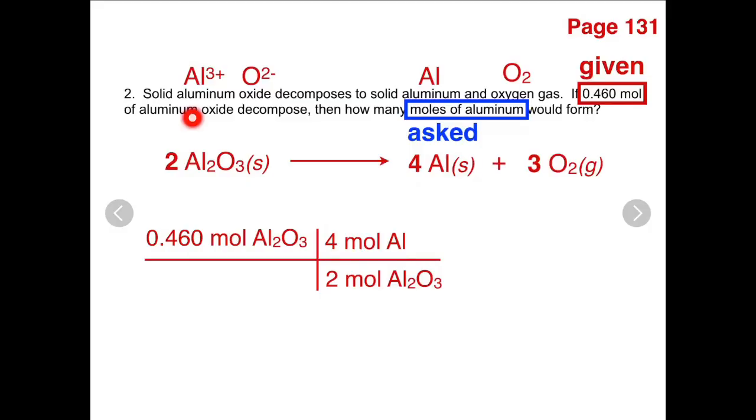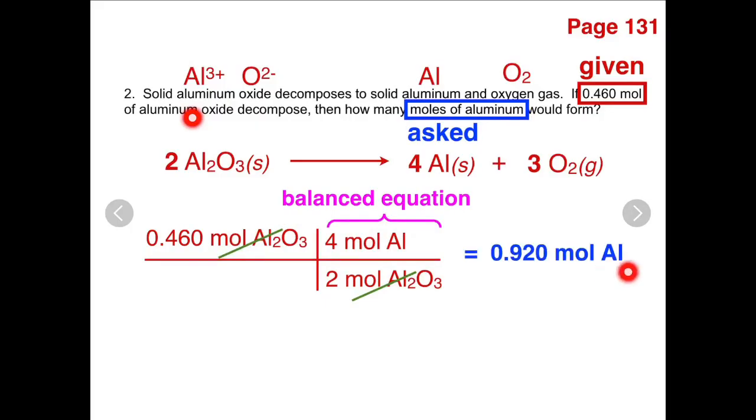So that would be the ratio, because in this reaction, every 2 mole of aluminum oxide would decompose into 4 mole of aluminum. That's what it means. So if you cancel the unit, you will see that mole will cancel out, right? This comes from the balanced equation, and you are going to have mole of aluminum left as the final answer. So that's going to be your answer.